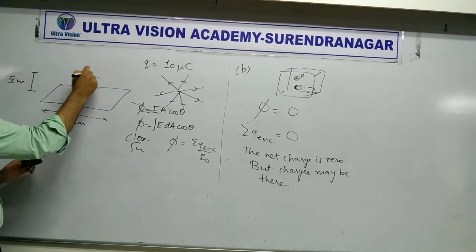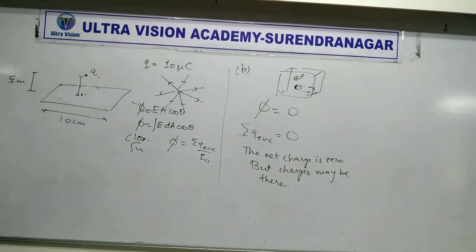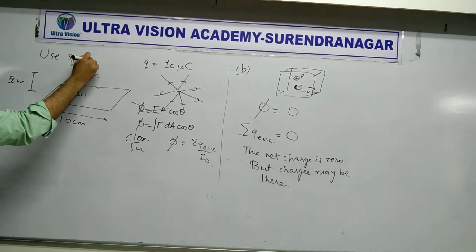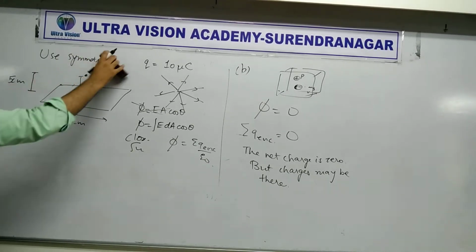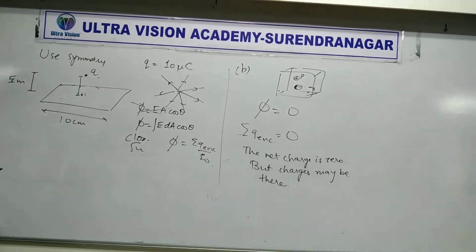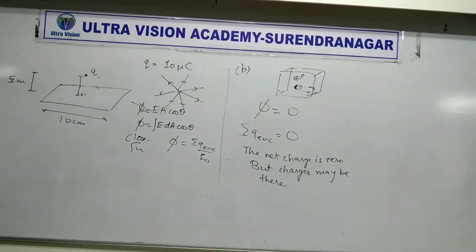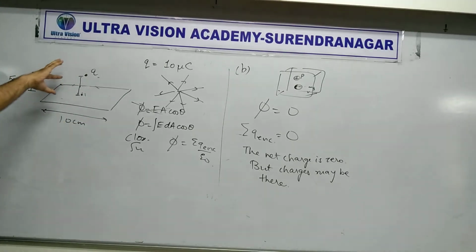Why? Because Gauss law can only be used for a closed surface, and a square is open, isn't it? So we will use symmetry. You see, the way these values are given, they are inviting us to use symmetry. Let me tell you how. What if, to make it a closed surface, we construct a cube?